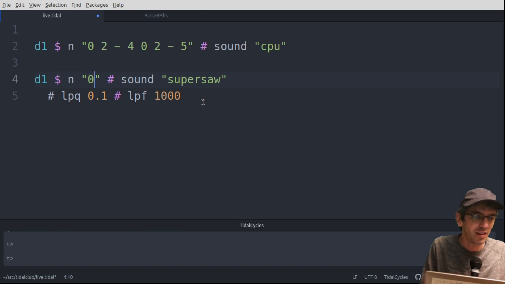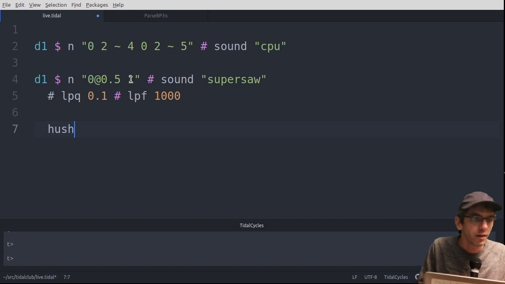So you can say make this 0.5 things long and that one thing. So with this @ symbol, it's just saying make this step relative to the others this size. So this is a half step now, and that's just a default. So this one's now twice as long as this.